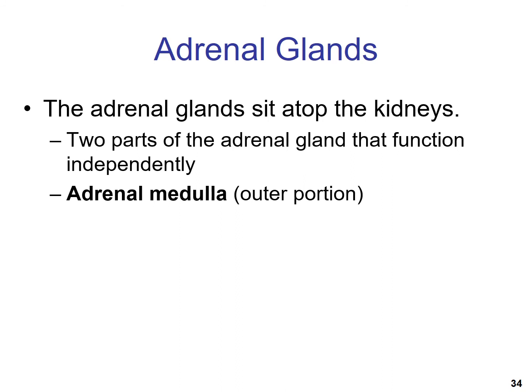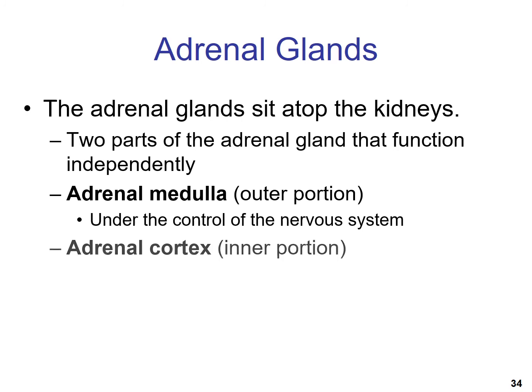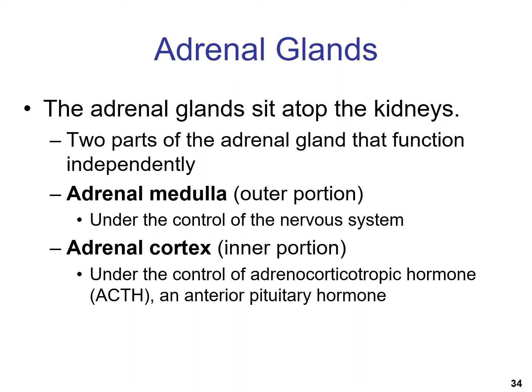One is the adrenal medulla, which is the outer portion, and this is the portion that is responsible for producing epinephrine and norepinephrine. It's under the control of the nervous system. The adrenal cortex is under the control of adrenocorticotropic hormone, which is produced by the anterior pituitary. So you've basically got two layers here that do different things. The adrenal medulla will produce adrenaline in response to a fight or flight situation. The adrenal cortex will produce hormones when it's signaled to do so by the anterior pituitary. And these are basically responses to short-term stress and to long-term stress, and we'll examine this in a little bit more detail.